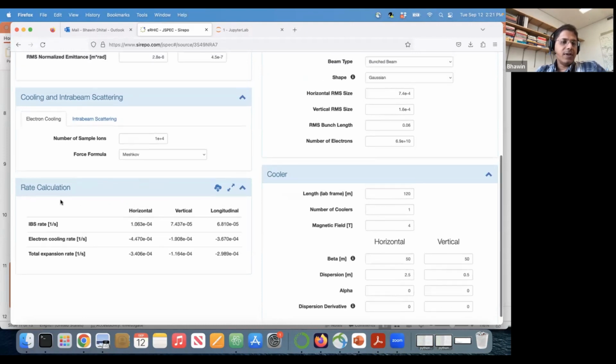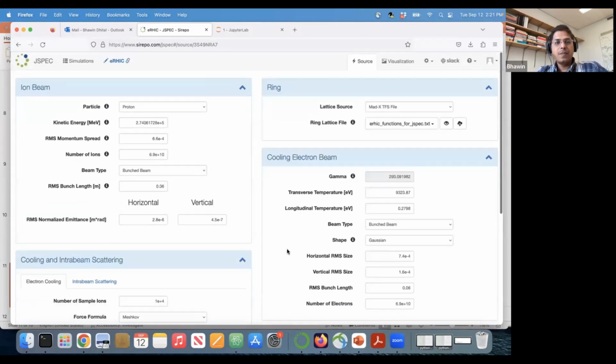So here, finally, we calculate the rate. This gives the IBS rate, the electron cooling rate, and the total expansion rate. The total expansion rate is negative, which is the combined effect of the IBS rate and the electron cooling rate. It means the electron cooling rate is larger than the IBS rate, which means the electron cooling time is shorter than the IBS time. The cooling effect dominates the IBS effect, so there is net cooling in all 3 directions.